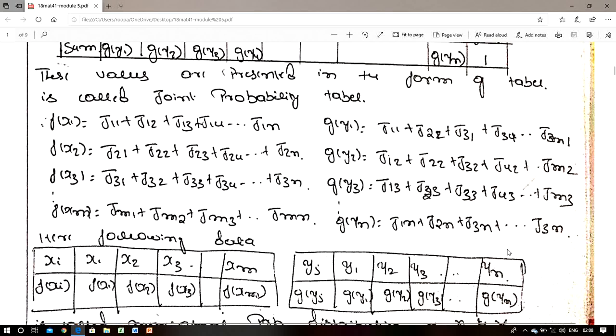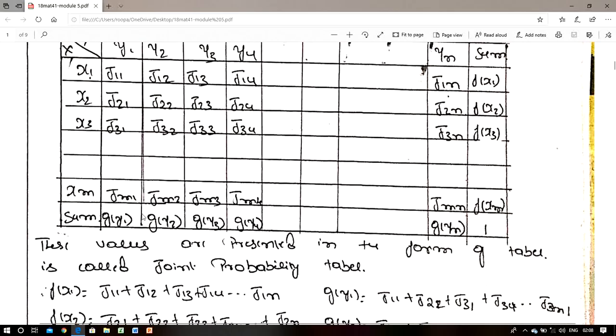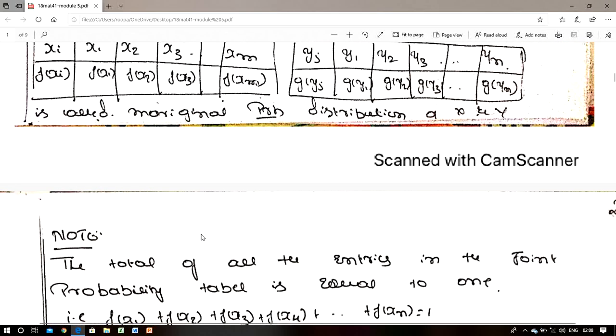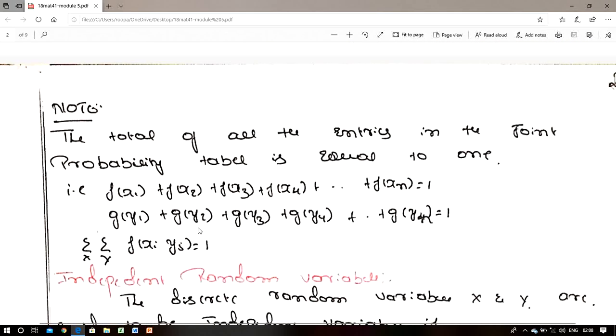At the same time, we construct another table with respect to y, yj, that is first column, second column. y1 means first column, y2 means second column, y3 means third column, up to yn. g of y1 means the sum of the first column, g of y2 the sum of the second column, g of y3 the sum of the third column. These values are represented in a table. These two tables are called the marginal probability distributions of x and y.